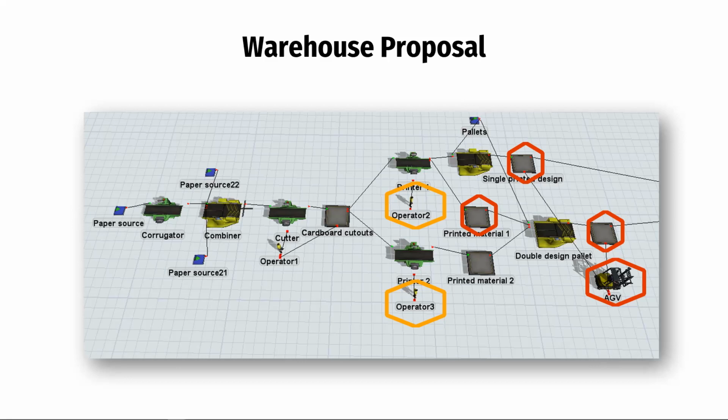After combining the cardboard with the pallet, we have another queue that allows the process not to be stopped waiting for the automated guided vehicle that is implemented, in case it is busy.